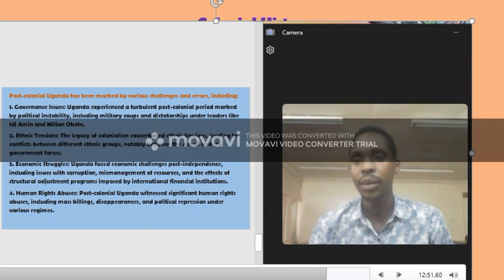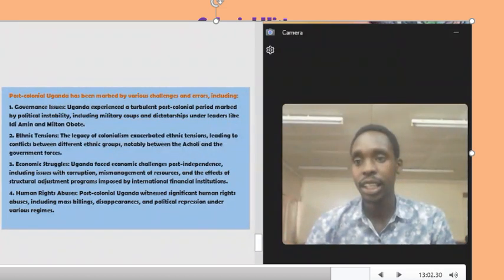Point number three, economic struggles. Uganda faced economic challenges post-independence, including issues with corruption, mismanagement of resources, and the effects of structural adjustment programs imposed by international financial institutions.